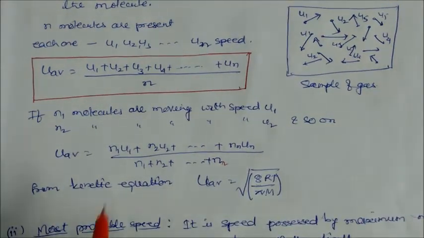From the kinetic gas equation we get u average equals square root of 8RT by pi m. We are not going to derive this equation, it is an already derived equation, so just learn it by heart. So u average equals square root of 8RT by pi m.